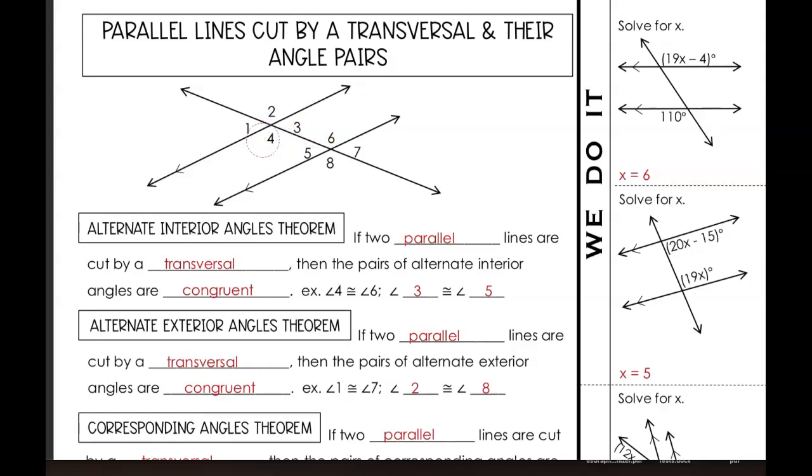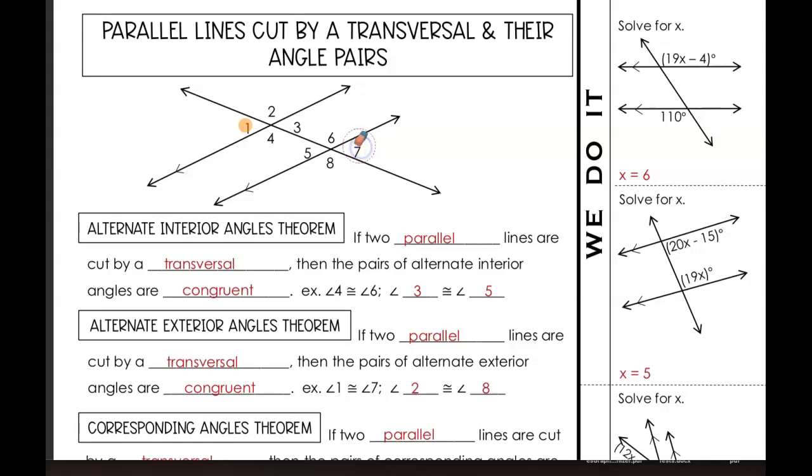Going off of that, same thing, alternate exterior. Alternate means opposite. Exterior means outside. And they are, again, congruent. Congruent means the same or equal. So if I told you that the measure of angle 1 is 40, which angle is its alternate exterior? 7. It's on the outside and the opposite side. So the measure of angle 7 is, I said it was 40, so 7 is also 40. Okay?